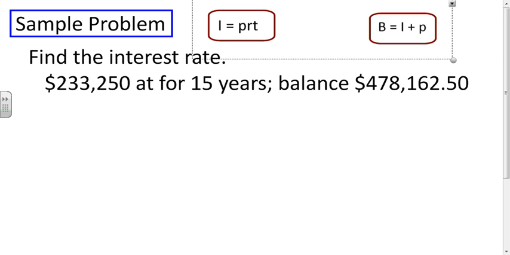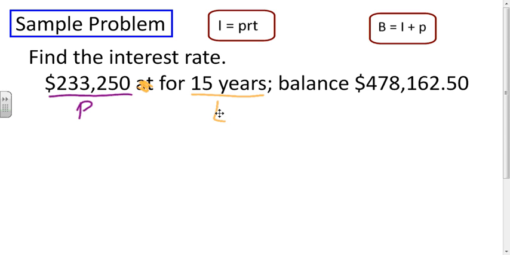Next, here I want to find the interest rate now. So again, I'm going to use both of these formulas. I can see that my principal is here, $233,250. Now this is for 15 years, so that's my time, and I know that my balance is $478,162.50.